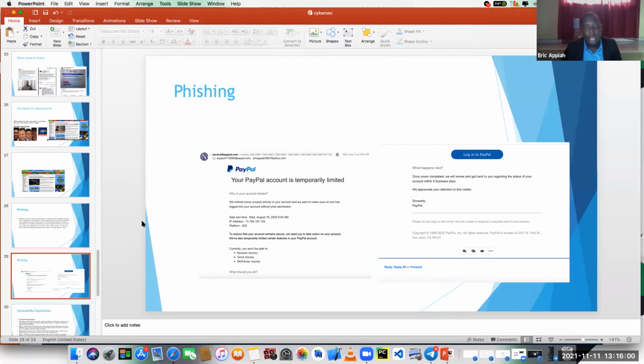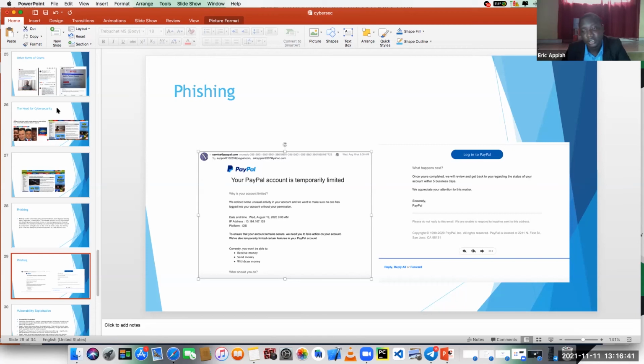This is an email I received from a hacker saying that my PayPal account has been limited. Now look at this email. It looks legitimately like PayPal. There's nothing to suspect. If you click on it, you land on a site that looks just like PayPal, but by the time you realize, your information is gone. These people are that good.